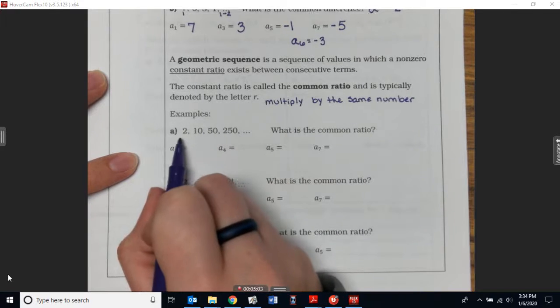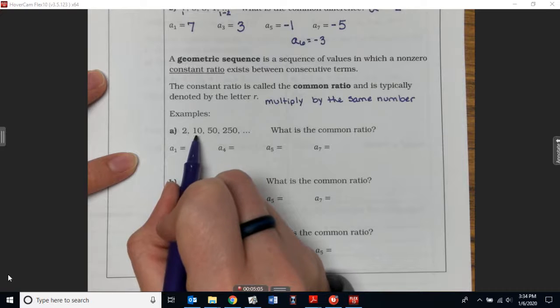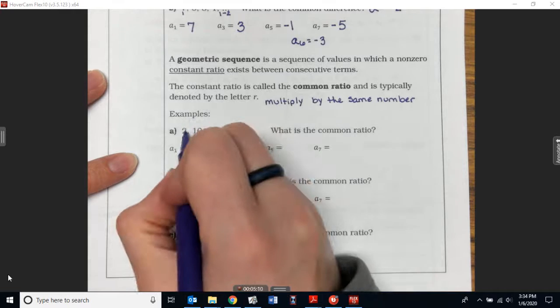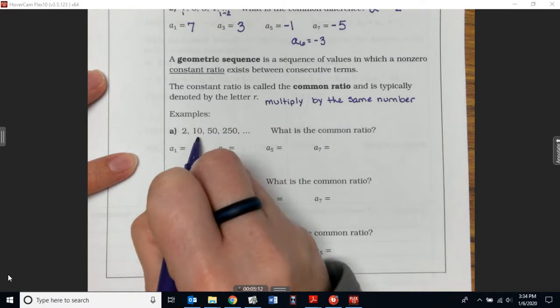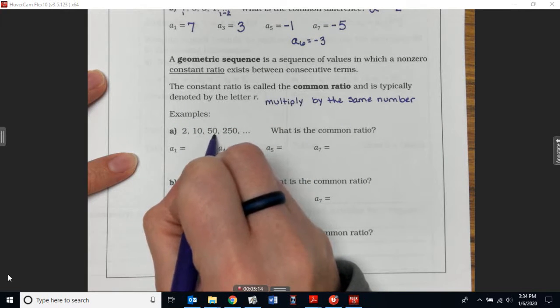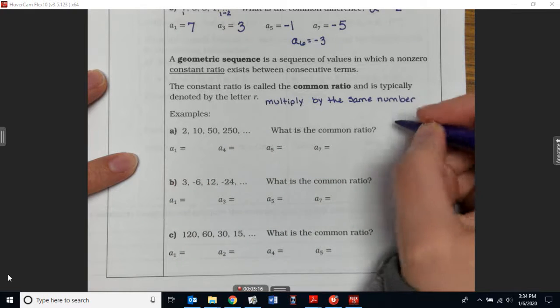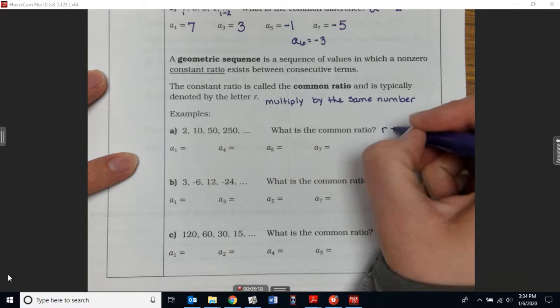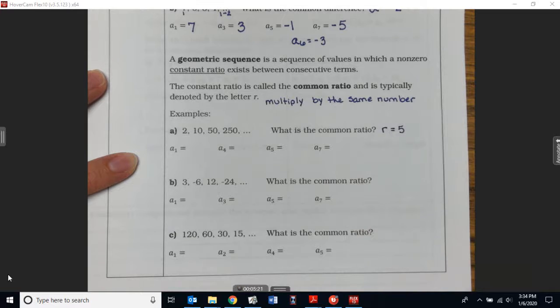So my examples here, from 2 to 10. Well, from 2 to 10, I'm multiplying by 5. And if I say 10 times 5, I would get 50, and 50 times 5 is 250. So my common ratio, or r, is 5.